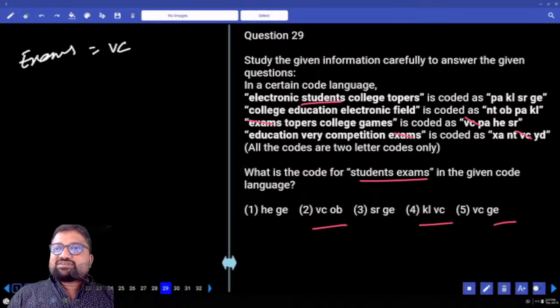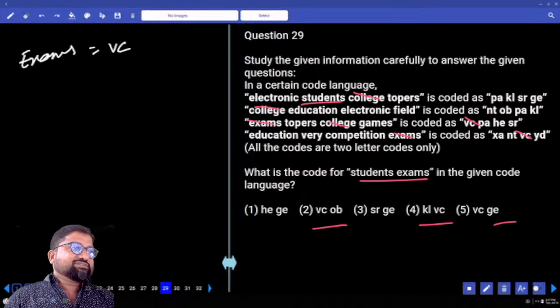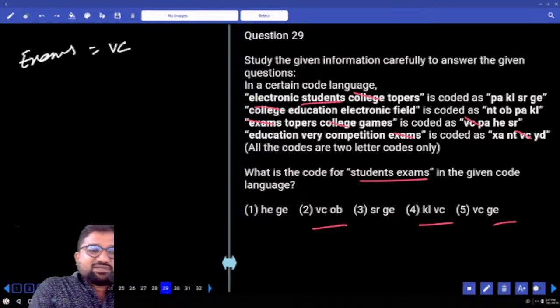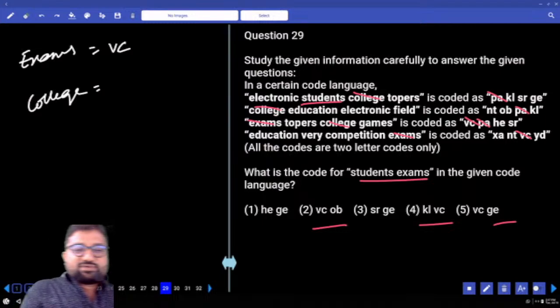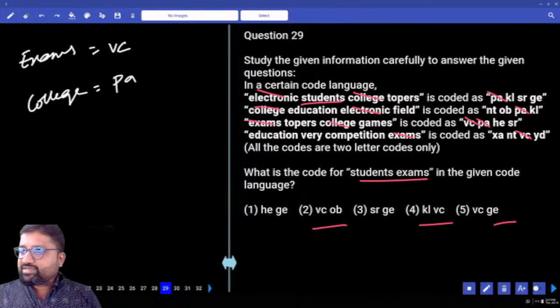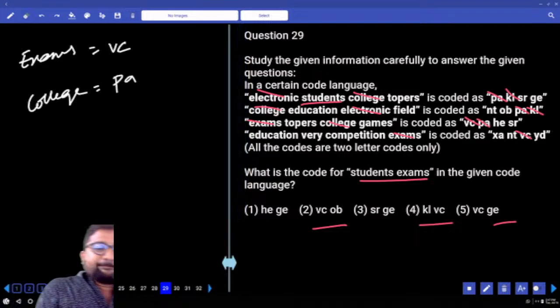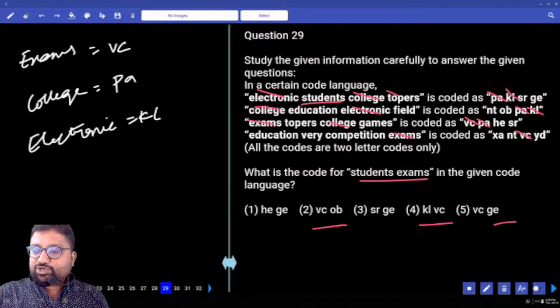Avuna kada? అందుకని మనం ఏం చేస్తాం? Cancel college, 3 places. College should be in 3, first 3. College equals to PA. Now, can you cancel electronics? Electronic. What is electronic? KL. So electronic is equals to KL.